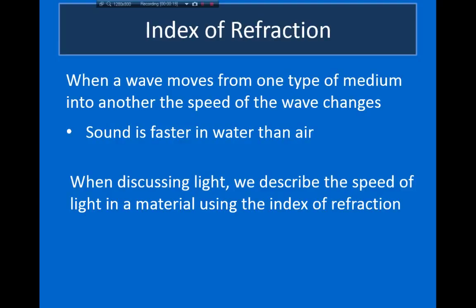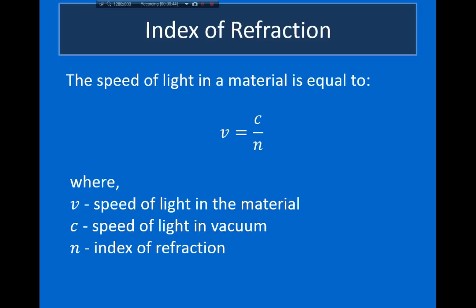And it turns out that this is very closely related to the speed of light as it moves through a material. Most waves, when they move from one material into another, will change speed. For example, the speed of sound is faster in water than it is in air. And for light, we describe the speed of light through a material in terms of something called the index of refraction. And we define the index of refraction with this formula right here.